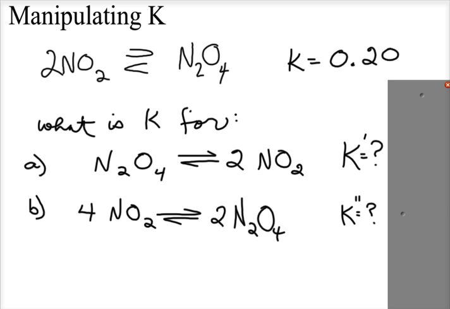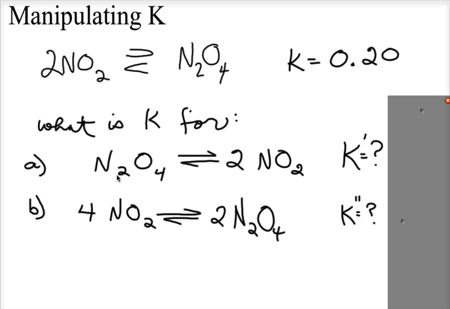It's important to remember that since this is a ratio, if we flip this equation, now what was products becomes reactants, and what was reactants becomes products. So when you do this problem and you manipulate K, pause the podcast and see if you can figure out what's commonly called K prime.